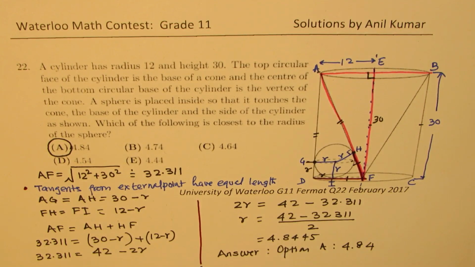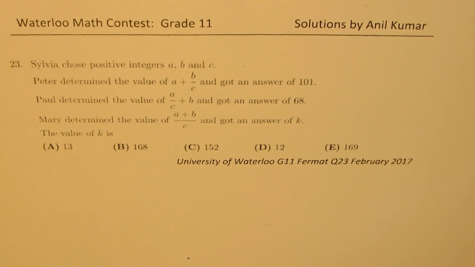Once again, the most important theorem which works for you here is that the lengths of tangents from an external point are equal. Once you look at this question from this angle, it becomes easier to solve. I hope that makes sense. Sorry for the bad print here. The printer is running out of ink, and the contest is tomorrow, so I thought, let me first make some videos for the students.